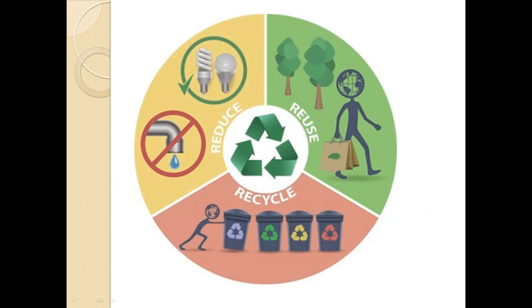This is a picture for reducing. We have to reduce the use of electricity, right? Do not overuse water. Rather than using yellow lamps, we can use white lamps, electricity saving lamps, rather than those consuming too much or wasting. So reduce: we have to reduce the use of water and the use of too much electricity. Then we have to reuse.